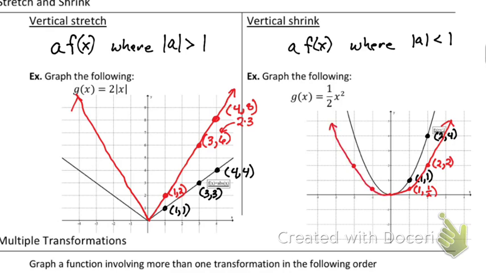So when you have a vertical shrink, it actually compresses your graph down. It gets flatter and flatter and flatter. A stretch pulls it tighter and tighter and tighter in. I do want to point out a huge fact that people make mistakes on. Did my origin point 0, 0 move?